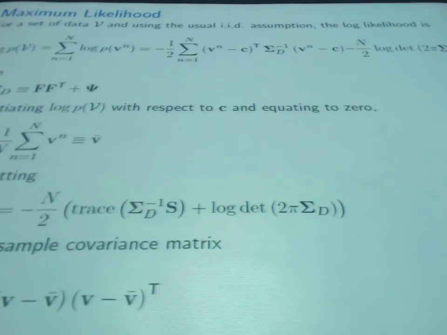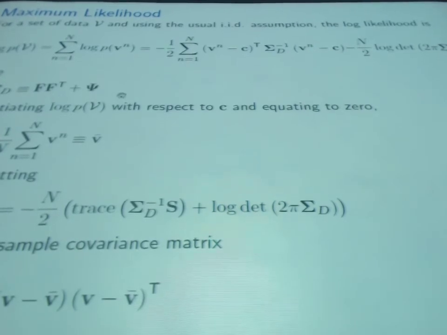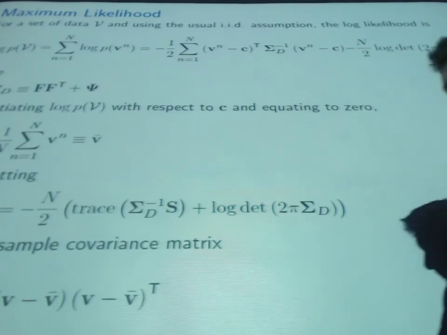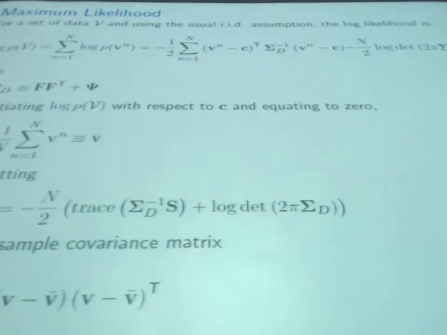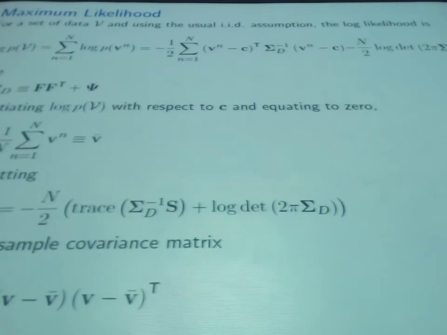So that's it, where this sigma d is given by this covariance matrix. That's your mathematical task now, to figure out what the solution is. And it turns out that there is no closed form solution. But at least for C, if you differentiate this, that's easy. It's just a quadratic form in C. So immediately you get that C is given by this, which is just the mean of the data. That makes sense, right? This constant is just the mean of the data.